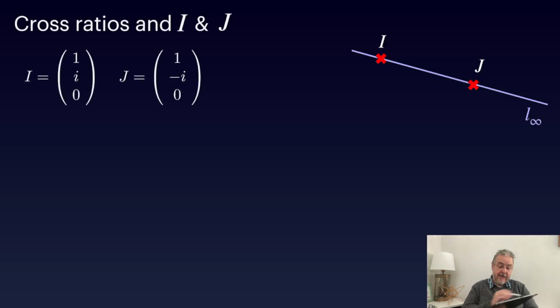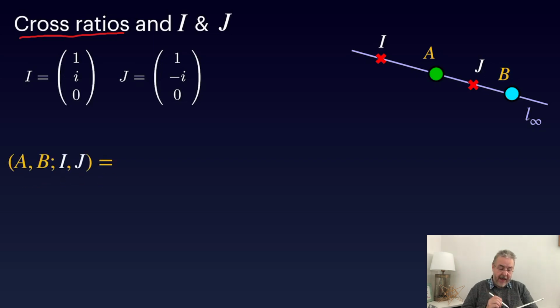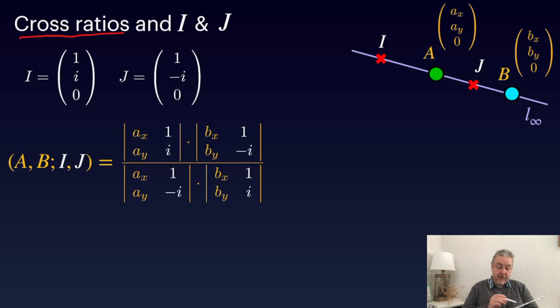Before we go along that path, let me give you a few more interesting statements about I and J. The next thing I want to consider is cross ratios in relation to I and J. We know I and J are on the line at infinity, so we may take 2 other points on the line at infinity and calculate the cross ratio, and ask what this cross ratio is. Let's first introduce some coordinates. Let's say A has coordinates ax, ay, 0, and B has coordinates bx, by, 0, and then we can write down the cross ratios.